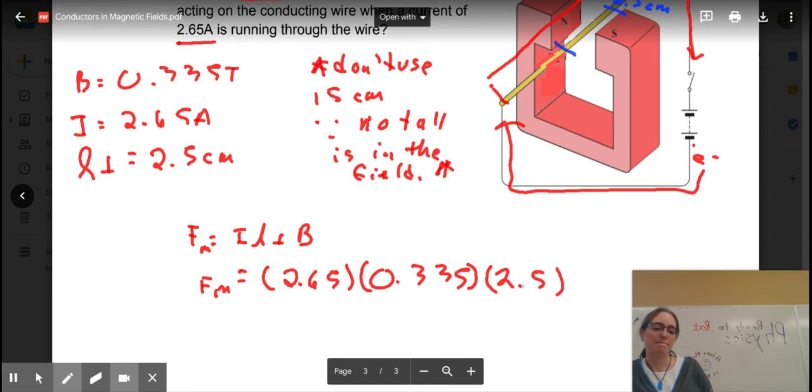What's my mistake? You're right. I forgot to convert my units. So for those of you who are going to be handing in your assignments to me, you have to convert your units or you cost yourself half a point. Okay? Okay, 0.25 meters.